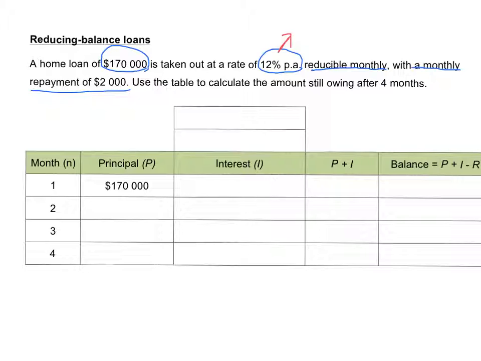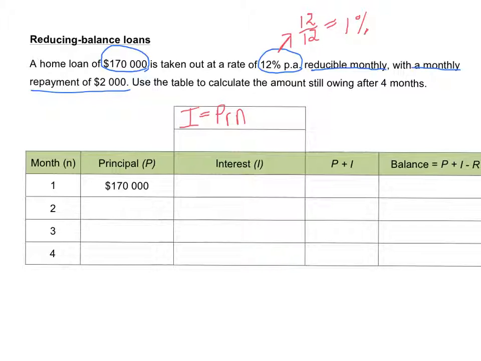So we have to convert that to a monthly interest rate. Whatever the interest rate is, we divide by 12 because we have 12 months in a year. So here we have a monthly interest rate of 1%. In calculating the interest every month, we are going to use the simple interest formula. I equals P times R times N.